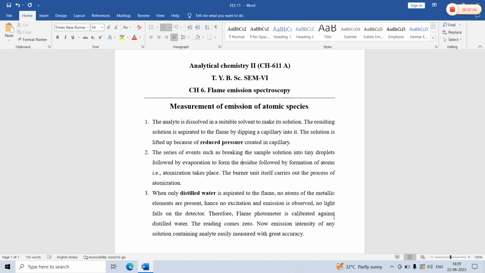Now the emission intensity of any solution containing analyte is easily measured with great accuracy. If the solution contains analyte having specific atoms, the emitted intensity is observed by the detector, and that can be measured accurately. This is all about the measurement of emission of atomic species, how the measurement of emitted intensity is carried out by the flame photometer. These are the 3 points which give the information about this topic. With this content I conclude this lecture. Thank you very much for your patience in listening.